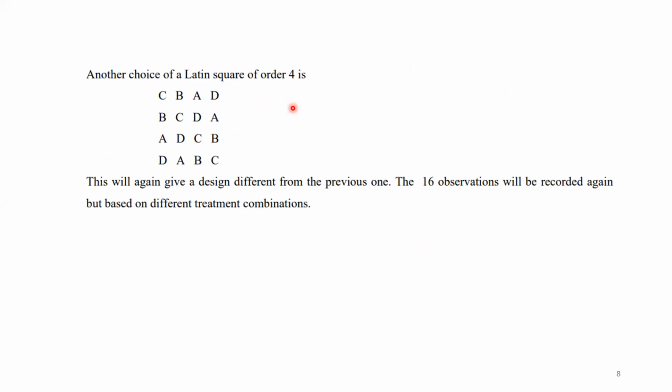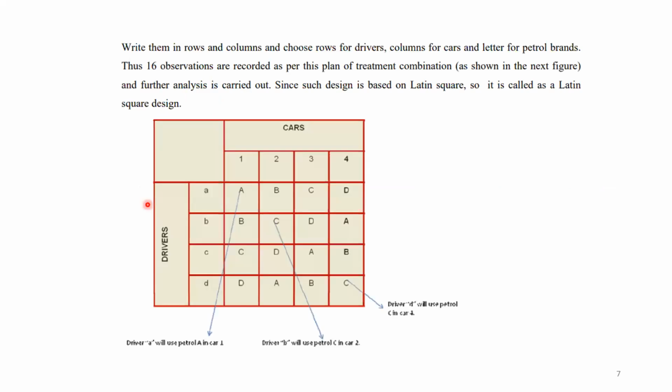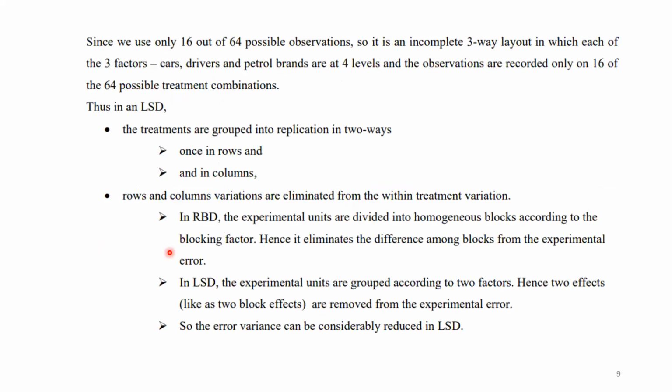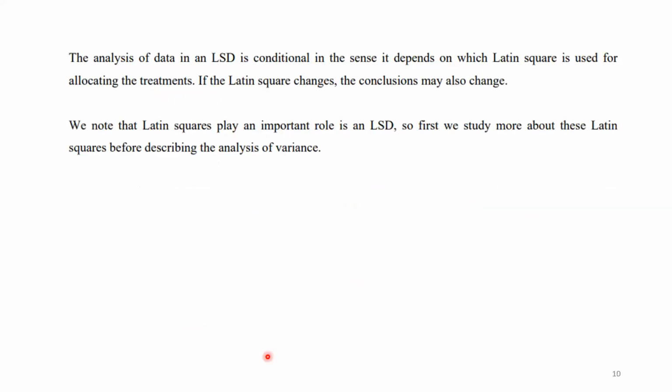So as we discussed here, we will have some different applications. This Latin square application is somewhat different from this sheet. If you consider the first row, A, B, C, D is the order there, but it is somewhat different here. So in these two applications, you will have two different results. That is the importance of the Latin square design. We know that the Latin square plays an important role in the design. So first we study more about these Latin squares before describing analysis of variance.